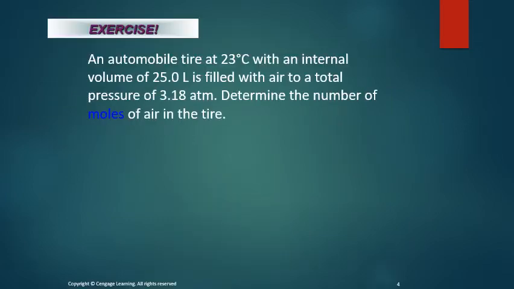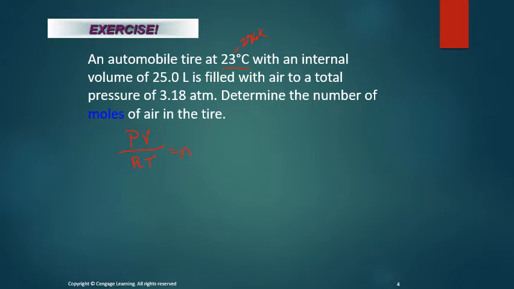Let's now look at an example problem. An automobile tire at 23 degrees Celsius with an internal volume of 25 liters is filled with air to a total pressure of 3.18 atmospheres. Determine the total moles of air in the tire. So in this particular instance, please remember you always have to convert your temperatures into Kelvin. So I'm going to add 273, so that would make that 296 K. So I have my pressure times the volume divided by the R and the T will equal n.